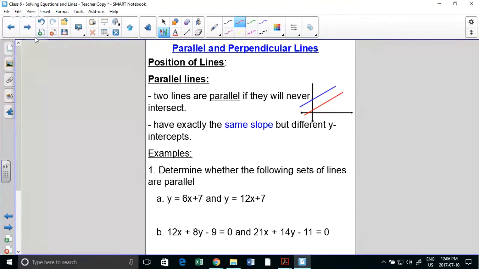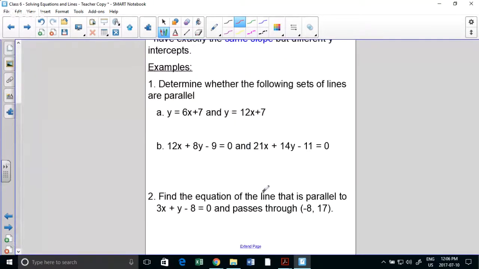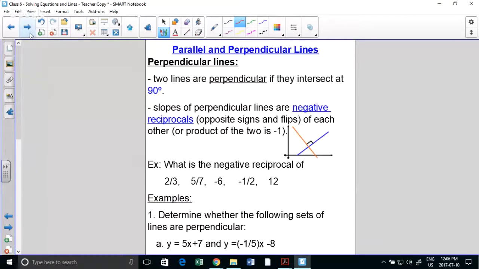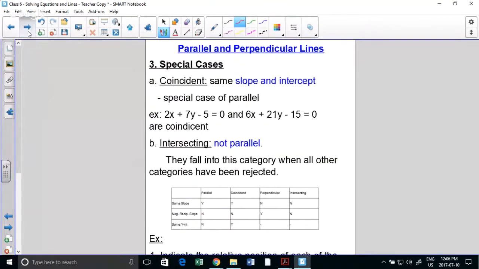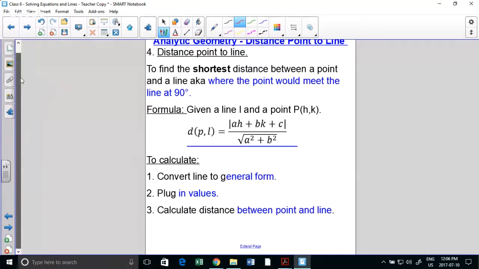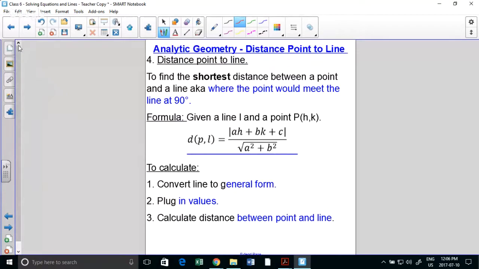One last tool. Parallel, perpendicular, these are all things that you should be able to handle now with these types of questions that come up a lot in part A. Perpendicular, same deal, special cases. This is the new material. So this is the last tool that we're going to use. This adds on to distance and midpoint and division point.